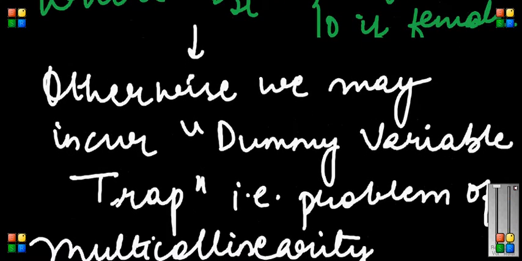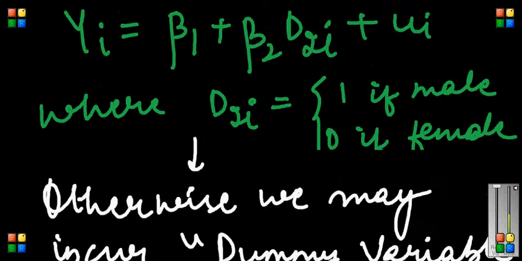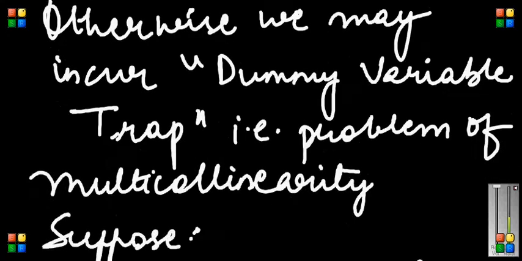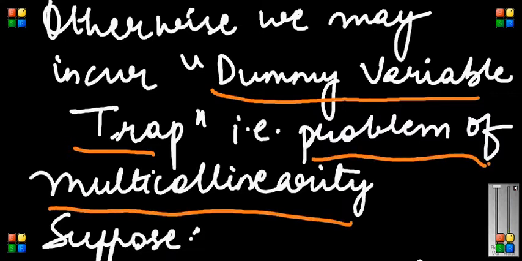Otherwise, if you don't introduce one dummy and instead introduce two dummies for two categories, you might basically incur something which is known as the dummy variable trap, which is nothing but the problem of multicollinearity. So basically this is what you should remember, that you must introduce the number of dummies one less than the number of categories.